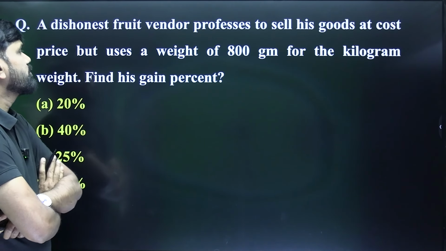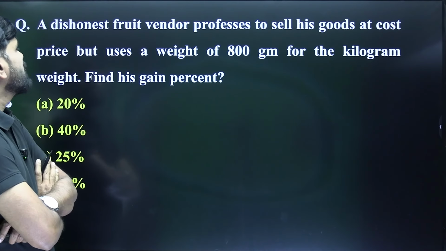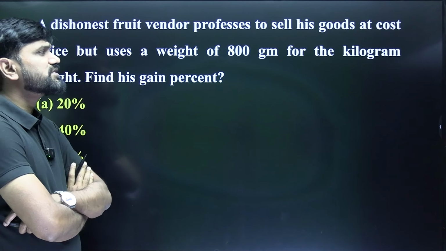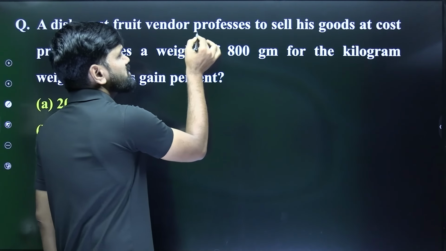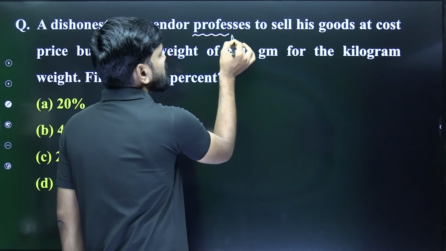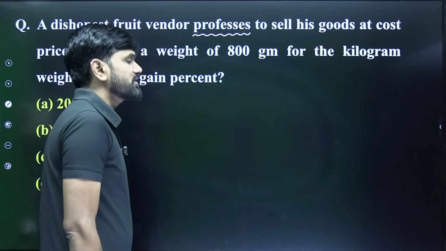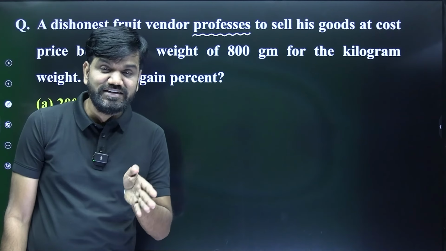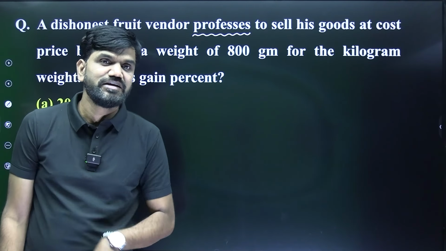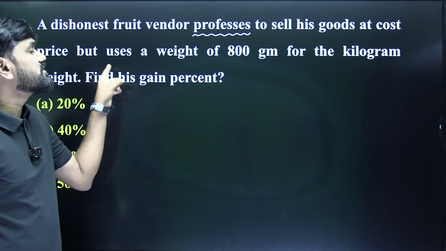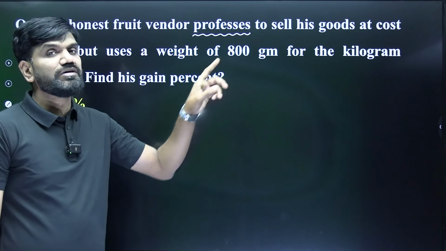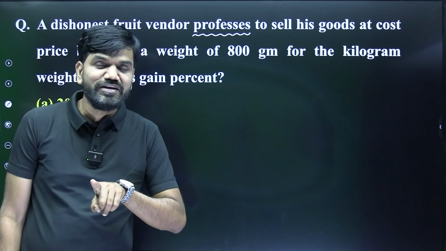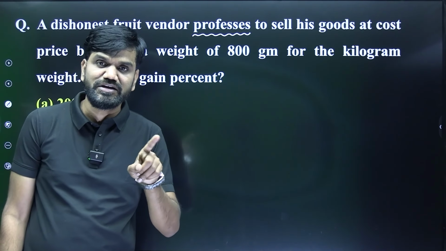Next example. A dishonest fruit vendor professes to sell the goods at cost price. He is professing to sell the goods at cost price, which means he is saying he is selling it at cost price, but he is cheating by giving what? But uses a weight of 800 grams for the kilogram weight. Instead of a 1 kilogram weight, that fellow is using only 800 grams.